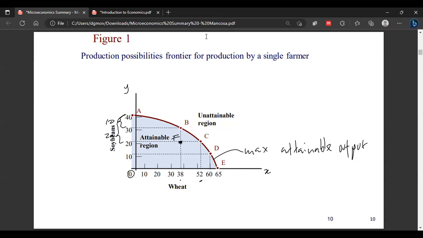It means you're no longer operating at efficiency, because at any given time, if you're operating at efficiency, you need to be operating around the borderline where it's A, B, C, D, and E. So anything below, under the unattainable region, is inefficient. Anything inside or below, yes, it's attainable, but inefficient. It represents unemployment.